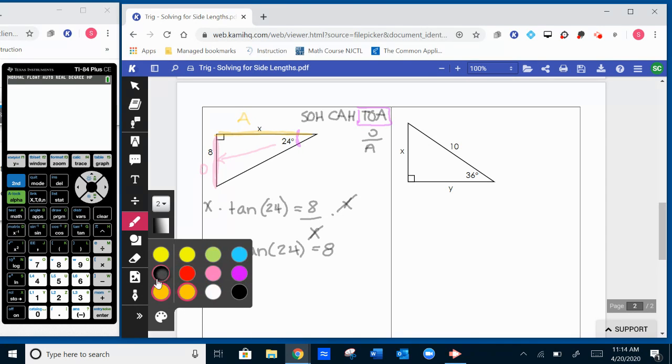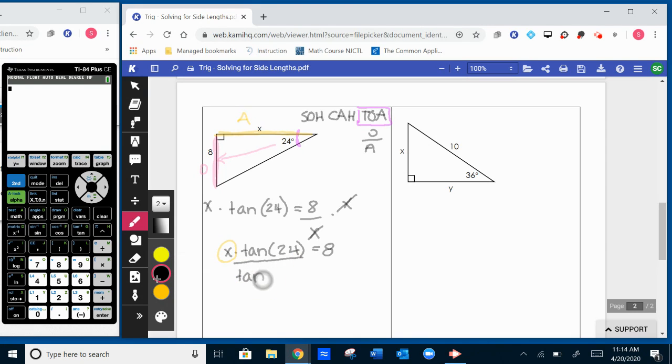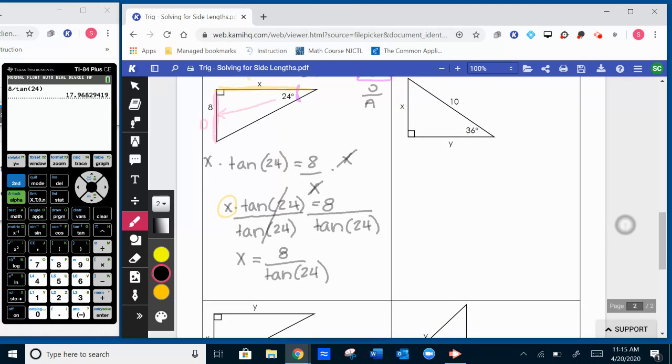Which is what I want to solve for. So I'm going to go ahead and divide the whole thing by tangent of 24. And then when that cancels out, I now have x equals 8 divided by tangent of 24. And you can plug this into the calculator just as you see it: 8 divided by tangent of 24, and then close the parentheses. So 8 divided by tangent of 24. And there you have your answer, which is 17.9. We'll round that up to 18.